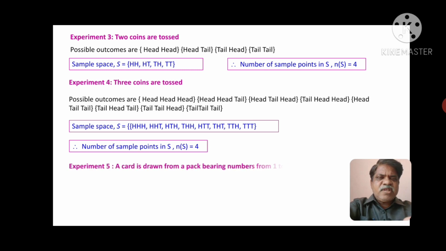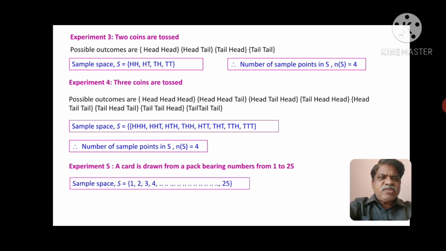Let us take one more experiment, number 5. A card is drawn from a pack of cards bearing numbers from 1 to 25. Then the sample space S will be 1, 2, 3, 4, 5, 6, 7, 8 and so on till 25. Therefore, the number of sample points in S is n(S) = 25.